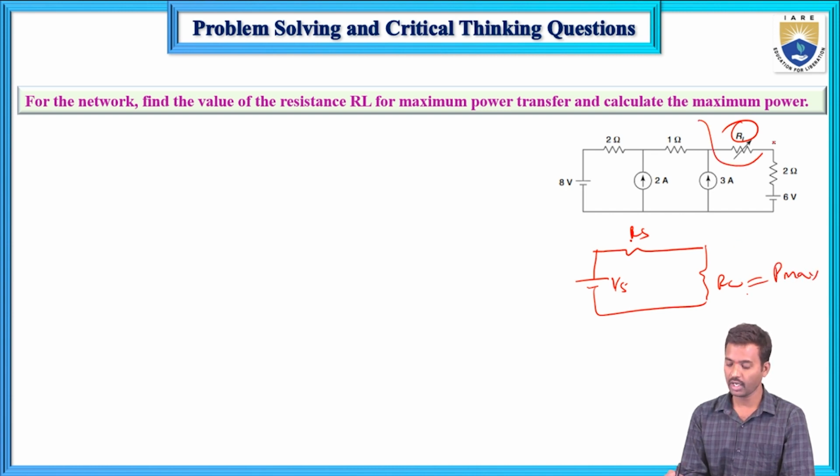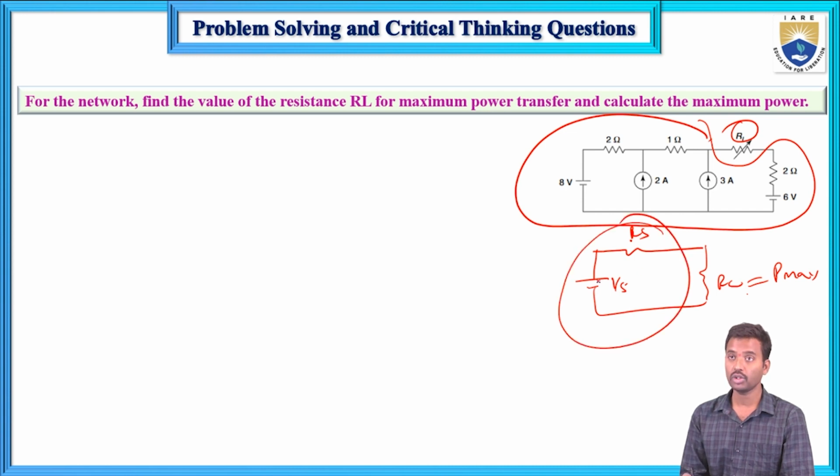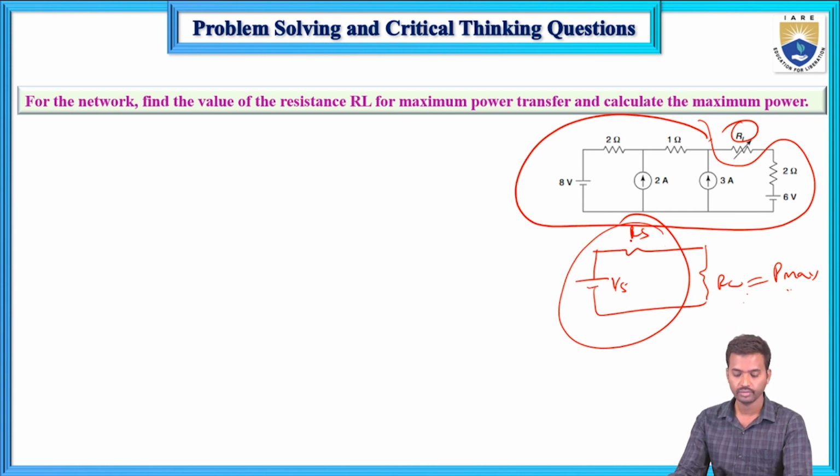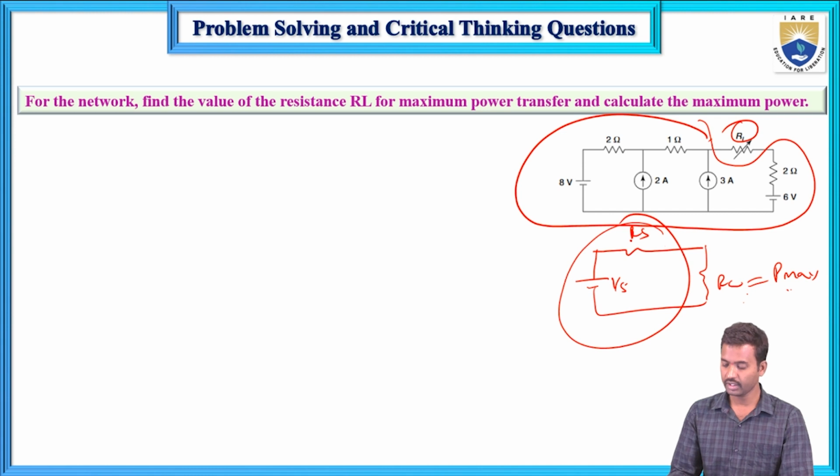The entire circuit is replaced by a single equivalent circuit: a voltage source in series with a resistance and the load resistance. The load resistance value you need to calculate. So RS, which is RTH, can be calculated using Thevenin's equivalent resistance. First I will calculate VTH. So how will you calculate VS?